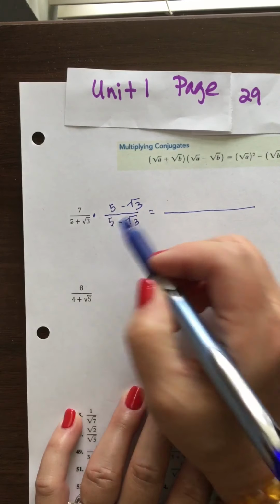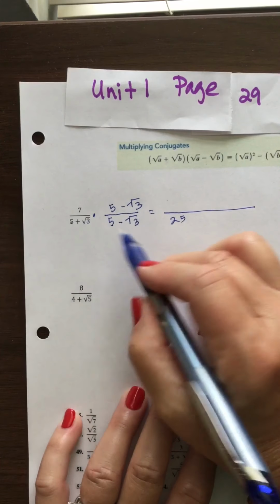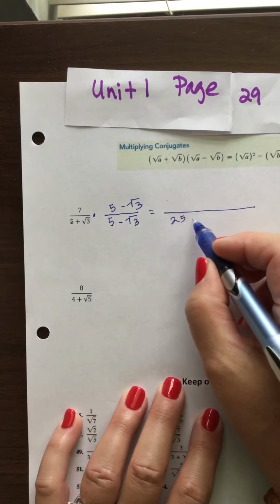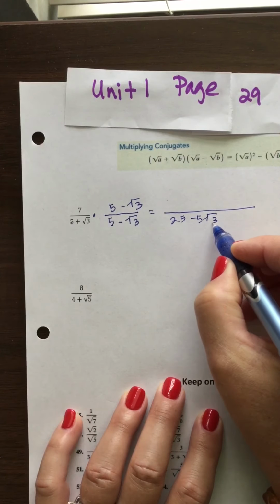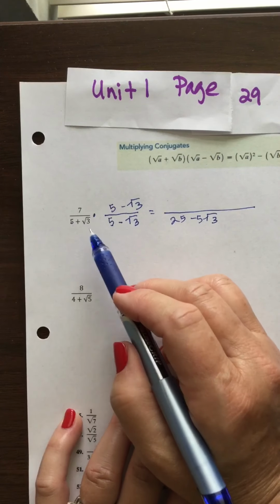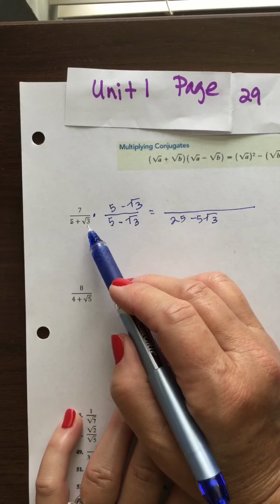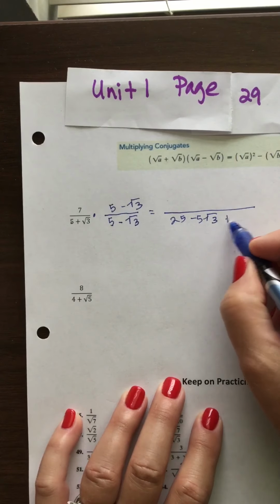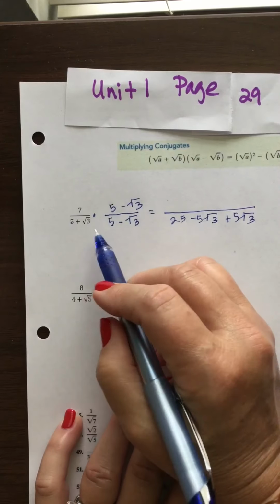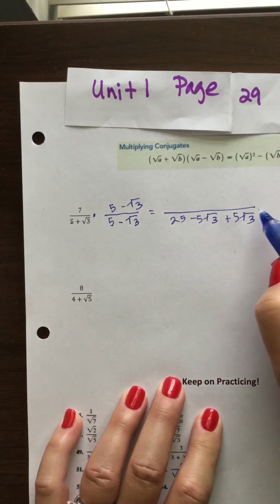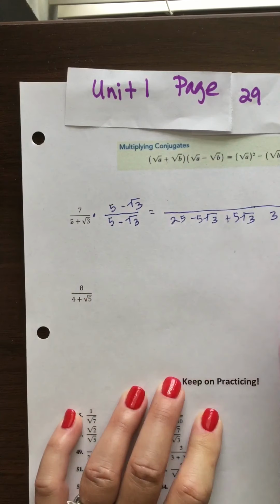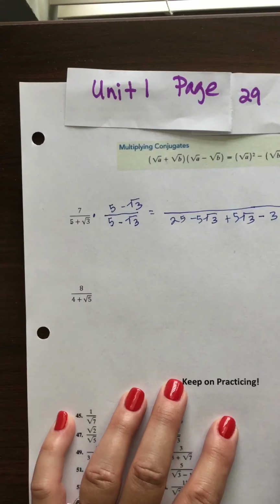So 5 times 5 is 25. 5 times a negative square root of 3 is negative 5 square roots of 3. And then the square root of 3 has to get multiplied. So a positive square root of 3 times 5 is positive 5 square roots of 3. And then a square root of 3 times a square root of 3 is just 3. But you've got a positive times a negative, so that's going to make that a negative.